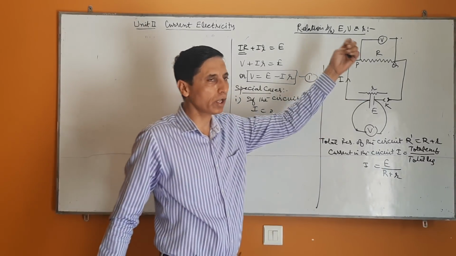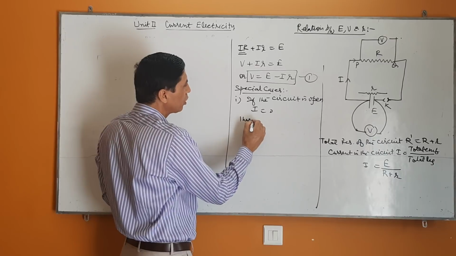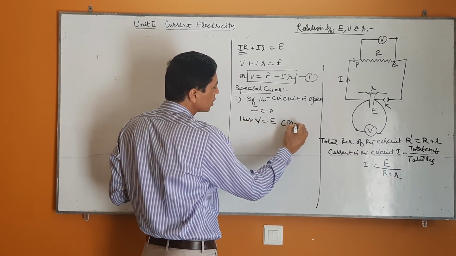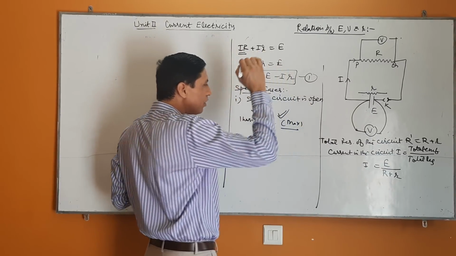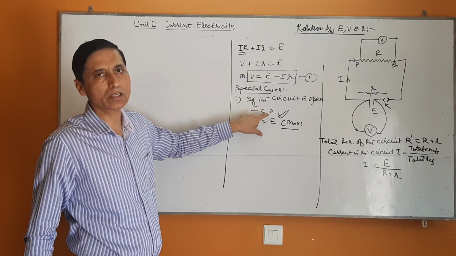No current will be drawn from the cell, and if current is not drawn, then what about V? Then V is equal to E, and that will be the maximum value. It cannot be more than E. So this is the definition. Why have we defined EMF? It is the terminal potential difference when the current in the circuit is 0.